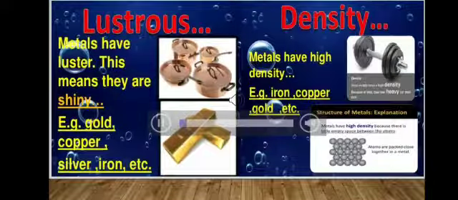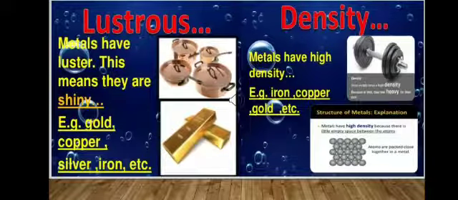The next property is luster. Metals are lustrous. This means they are shiny. For example, you use gold, that is shiny, silver, copper, iron, etc. Now, density. Metals have high density, for example, iron, copper, gold, etc.